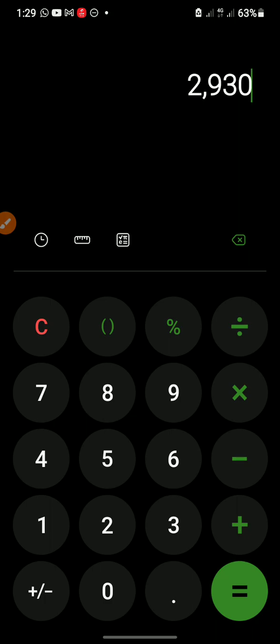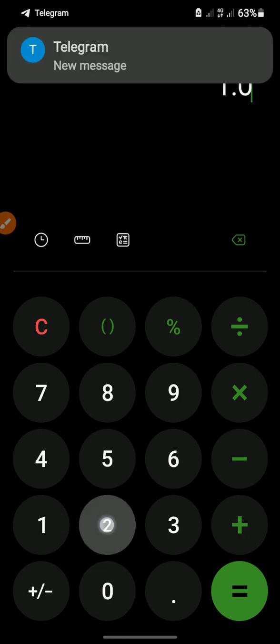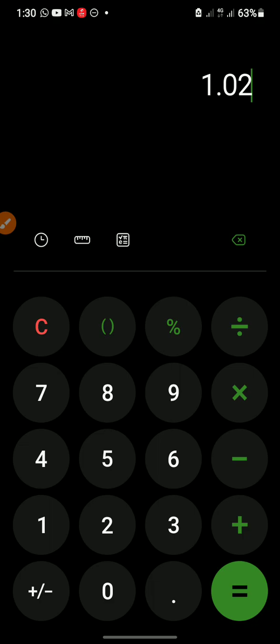Let's say, for instance, you have $2,930 currently because you sold your pie when it was at $2.93. Now you decided to buy pie right now that the value is at 1.02. Now 1.02 times 1,000, let's do it this way. You see, you spend only $1,020.